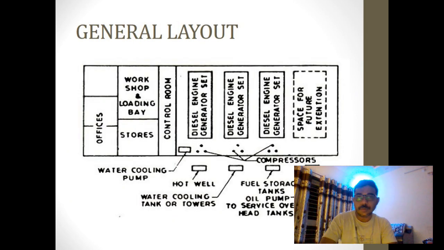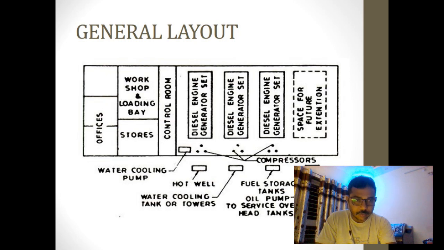This is the general layout of a diesel power plant, which consists of various sets of the diesel generators. We can see here set 1, set 2, set 3, along with the control rooms, stores, workshop, and loading bay. This is the office section, and these are the various equipments and devices, various systems you can say, which are required for the diesel power plant.